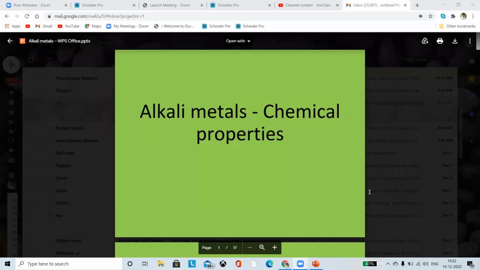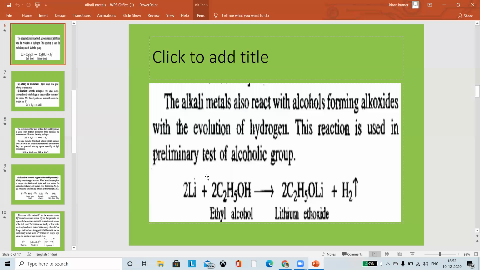Hello everyone. Today we continue with the chemical properties of the alkali metals. Some of the properties we have already discussed. Yesterday we stopped our discussion at this point.